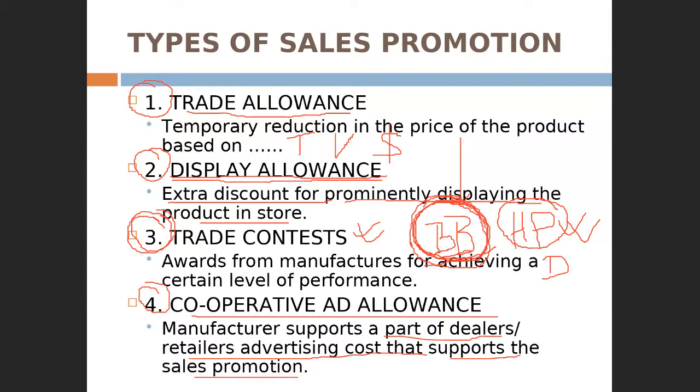The dealers have to advertise this. So the dealer and the manufacturer get together, and let's say the cost of advertising locally or regionally or nationally is $100. So the manufacturer steps in and says, look, we will pay $60, and you, all the dealers in this area together, will pay $40. So that's the idea of cooperative advertising allowance. That's also a type of sales promotion to actually promote a sales promotion. Questions?